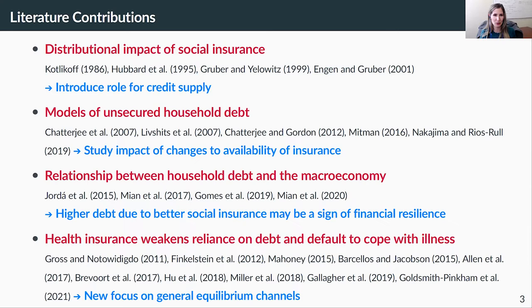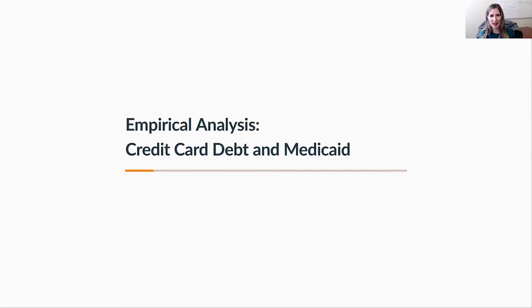Finally, we add to a rich applied micro literature that documents a variety of effects of the expansion of Medicaid. For example, documenting reduced delinquency, lower credit card interest rates, and reduced reliance on medical debt and other forms of debt to cope with illness. And relative to this applied micro literature, we're adding mainly a focus on general equilibrium and trying to get the total effect of all of these different channels. So this is the big picture of what we're doing in the paper.